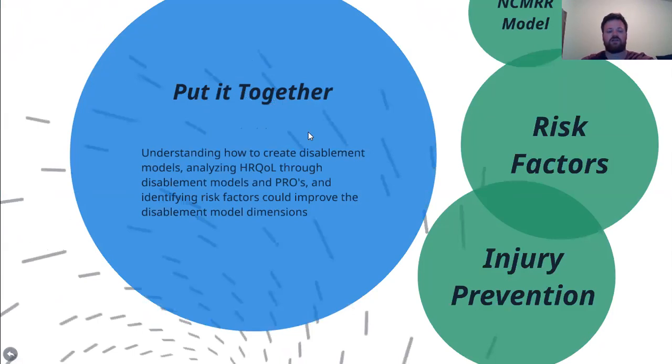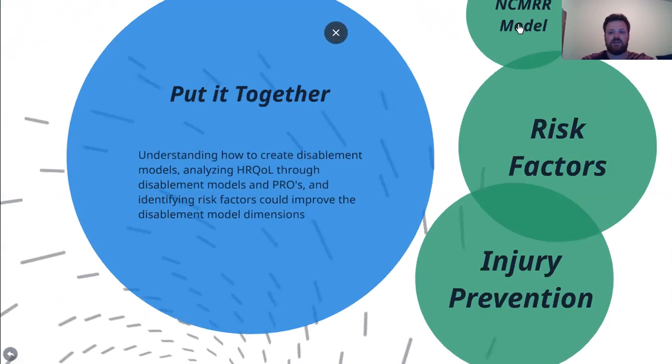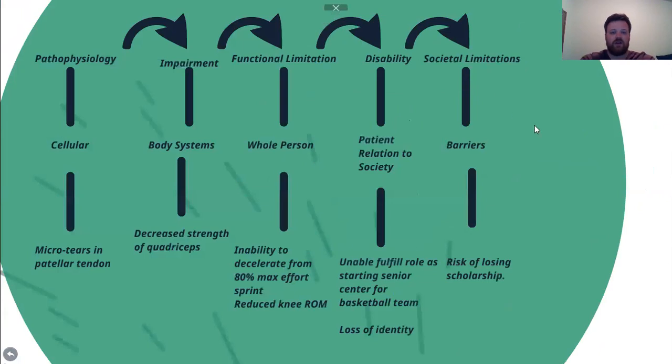Okay. So now we're going to put it all together. We're going to understand just kind of quickly how to create a disablement model, analyzing health-related quality of life through disablement models, and PROs, and then identifying risk factors that can improve the disablement model dimensions. So improving someone's health-related quality of life. So we're going to use the NCMRR model. I personally like this one just because it involves that societal limitation to step above the NAGI model.